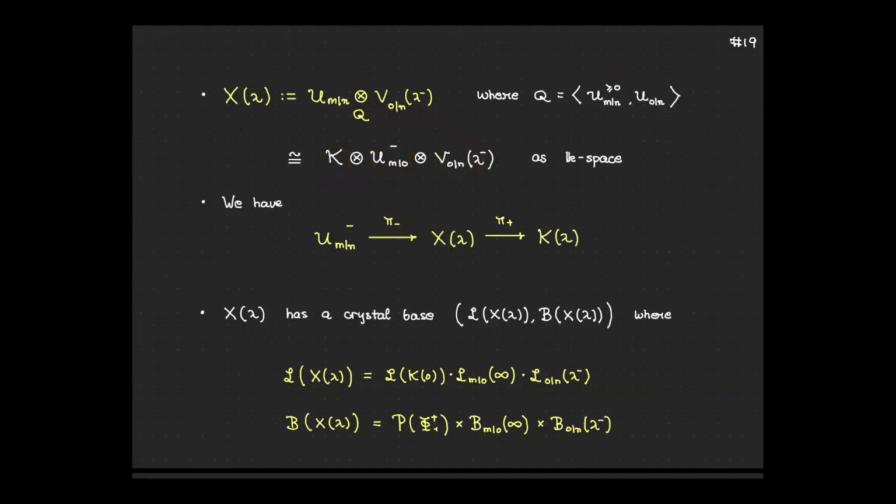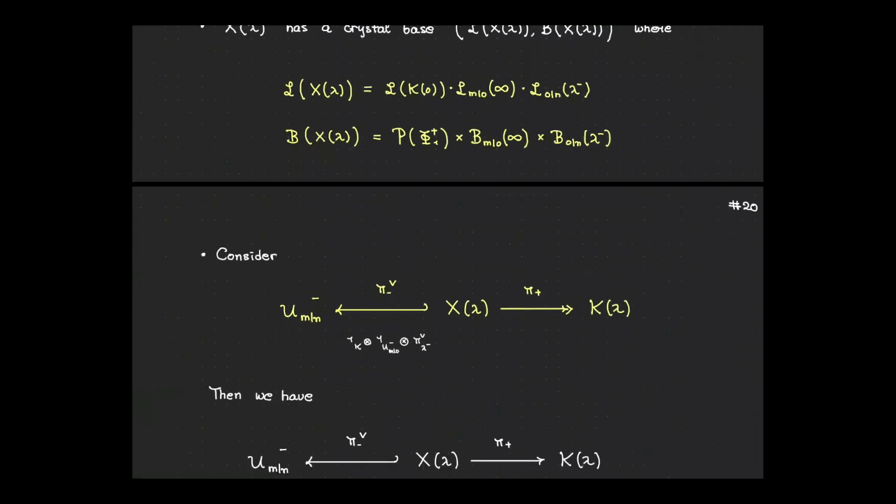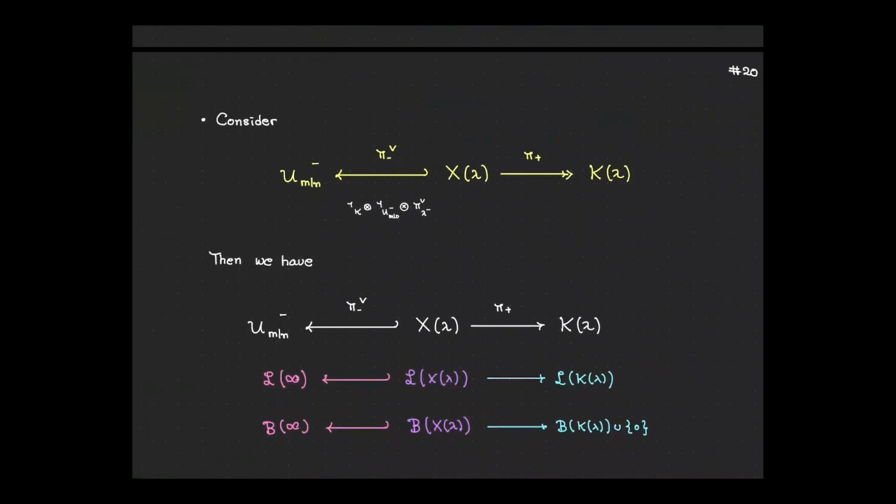Okay, so this X of lambda lies between the projection from the U minus to K of lambda. And we can prove that this X of lambda also has a crystal base. And then finally we consider this kind of map. One is the projection from X of lambda to K of lambda, and the other is the embedding, actually taking the dual with respect to the bilinear form. So the embedding of X of lambda to the U minus M slash N.